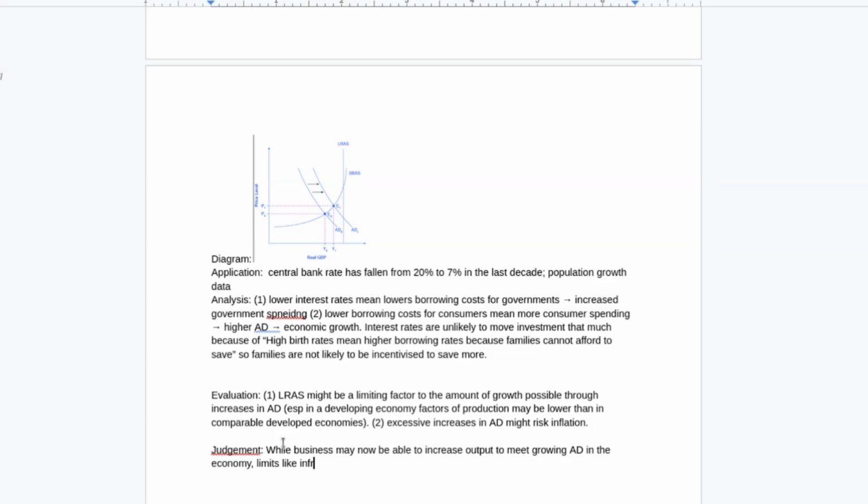But I'd offset this by saying, there might be limiting factors like infrastructure for both business growth and how much economic growth you can realistically get from increases in AD, because long-run aggregate supply remains a pretty big limiting factor in a developing economy.